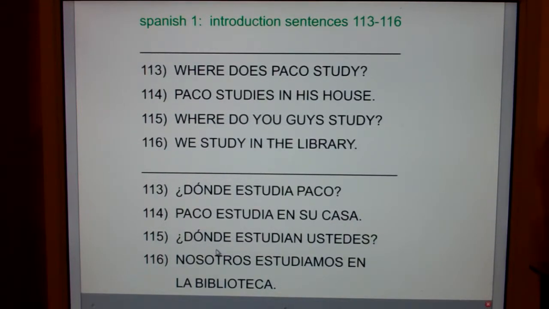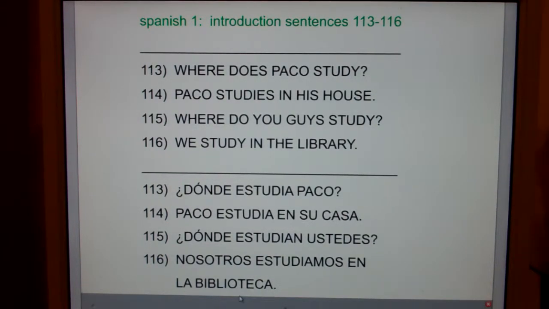Now, you don't want to just write ¿Dónde estudian? That could be where do the boys study, where do the girls study, or where do you guys study? So you always want to write it out. Remember I said in Spanish, they say everything twice. They don't just say he tells jokes, they say he tells jokes. They don't just say we go to the bathroom. What do they say? We go to the bathroom. So where study you guys? You say everything twice.